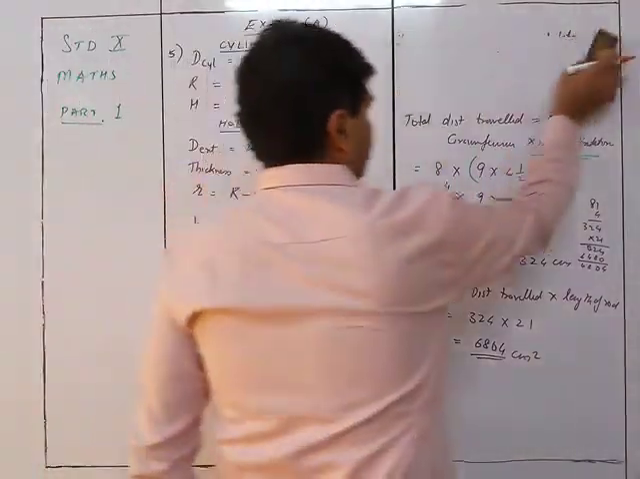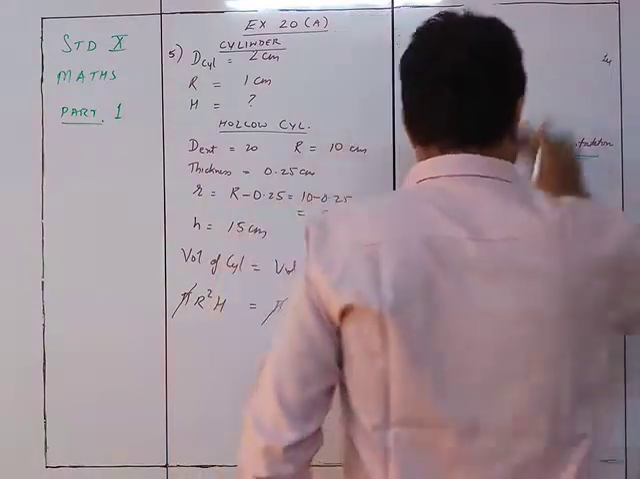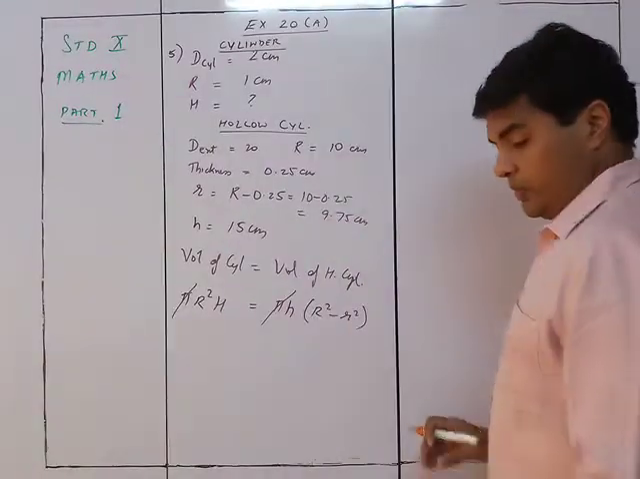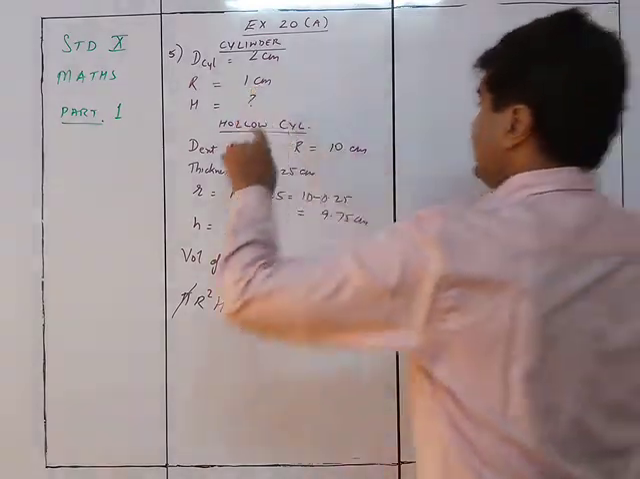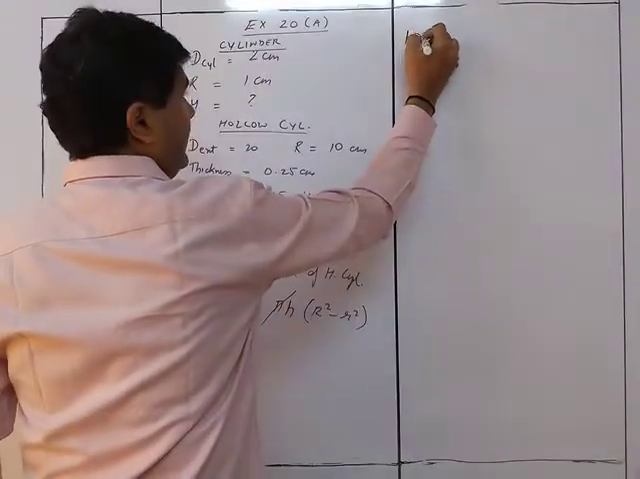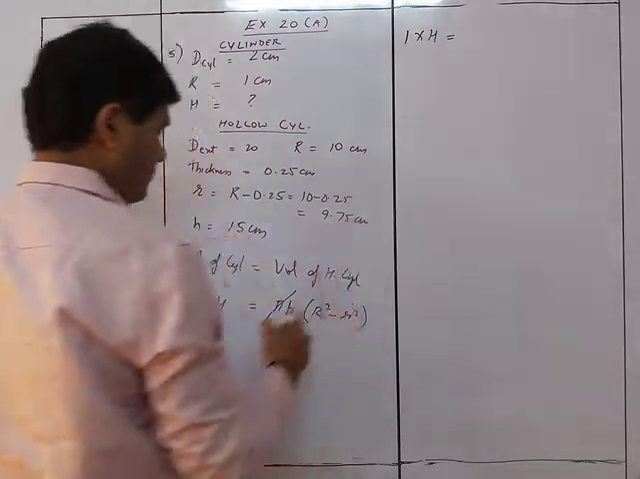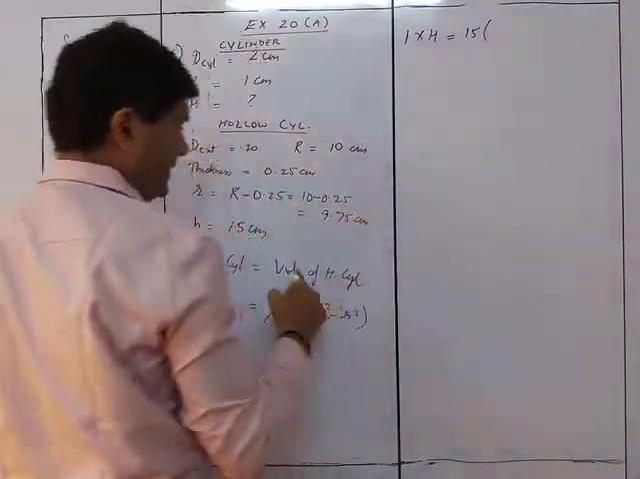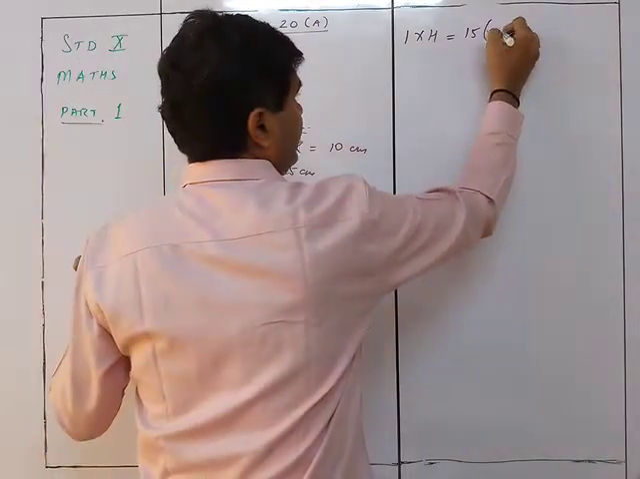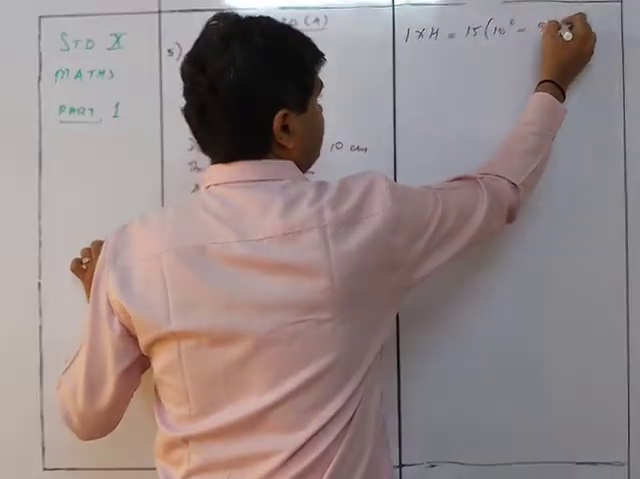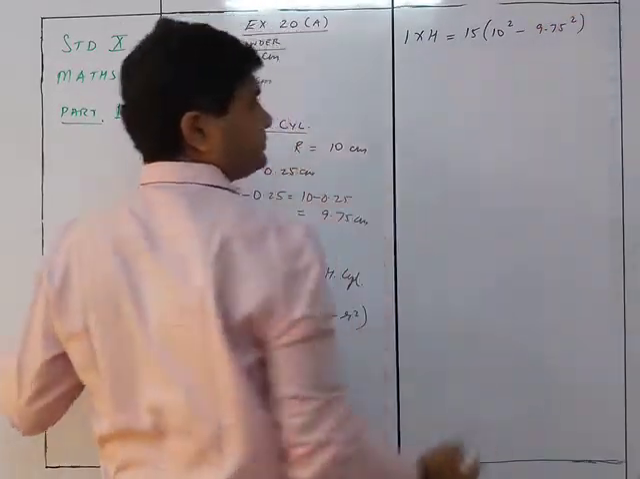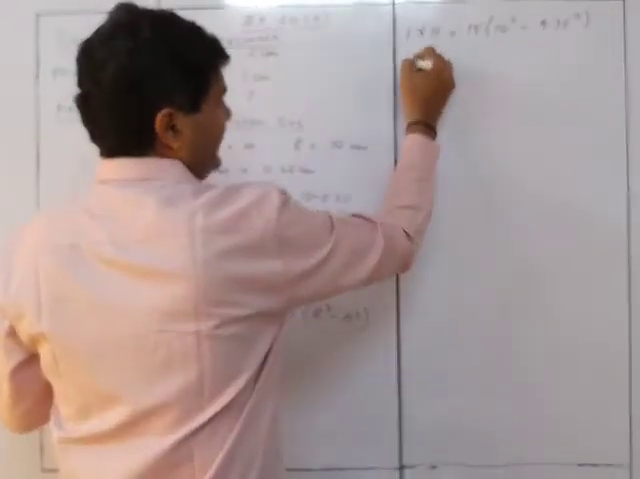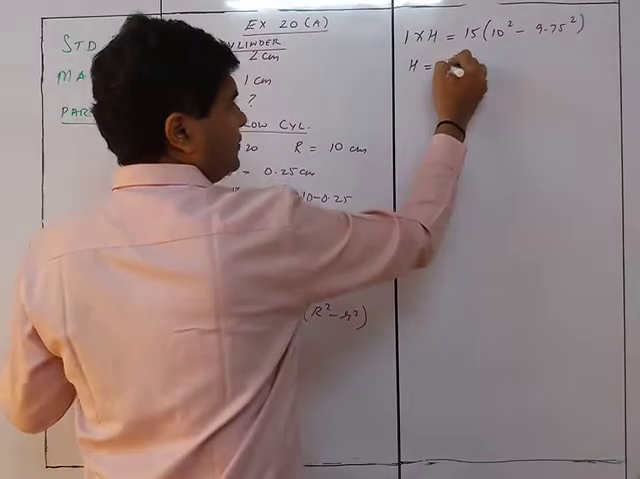Now let's see the calculations. We have the capital R to be 1 centimeter, so it is 1 into h is equal to, this h over here is 15 and the radius over here is 10 square minus 9.75 the whole square. Okay, so we get h is equal to, directly the answer is going to come, 15.